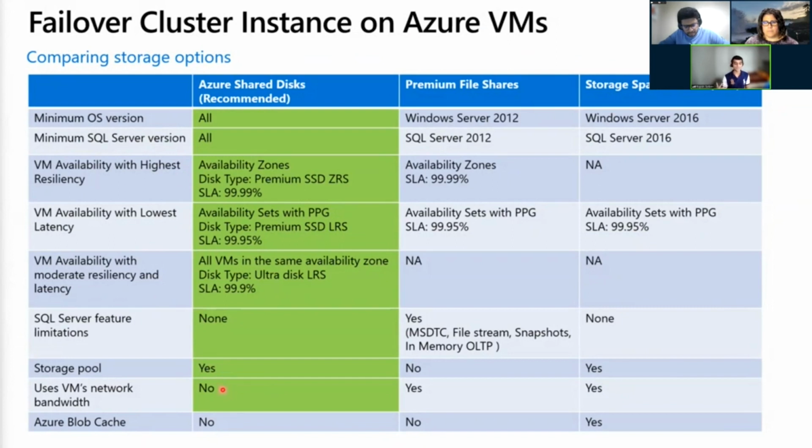And it also doesn't occupy the network bandwidth as what the S2D does, wherein the data is replicated using the VM's network traffic. We don't do any of that in case of shared disk. You have a dedicated bandwidth that's carved out for storage needs. So that way you can use both your dedicated storage bandwidth plus your network bandwidth, right? So that's all about the FCI side of things.